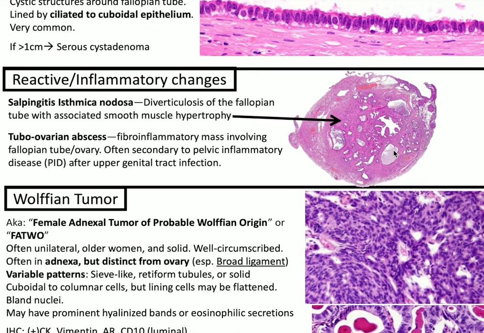Reactive inflammatory changes: salpingitis isthmica nodosa, which is the diverticulosis of the fallopian tube with associated smooth muscle hypertrophy, and tubo-ovarian abscess, where you'll have a fibroinflammatory mass involving the fallopian tube or ovary, often secondary to pelvic inflammatory disease after upper genital tract infection.